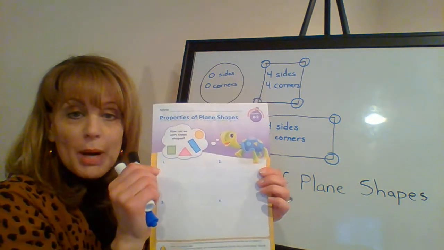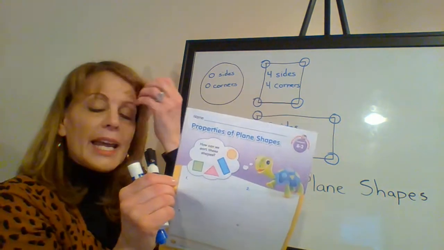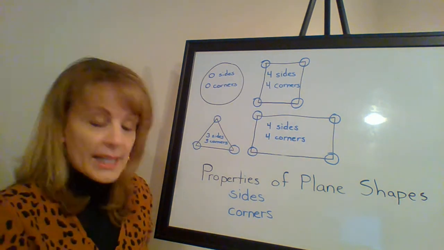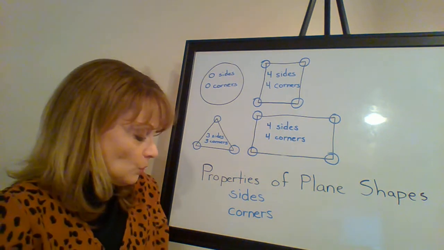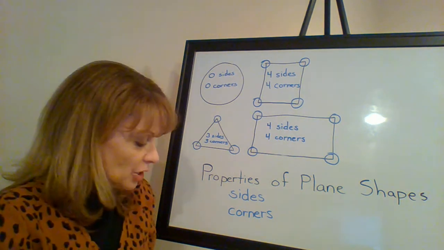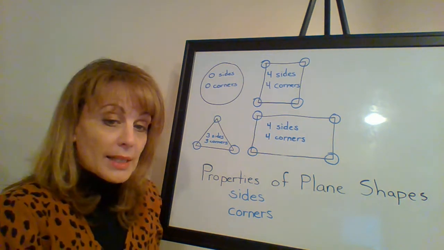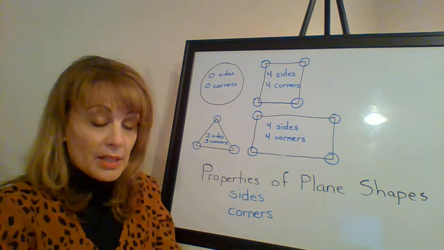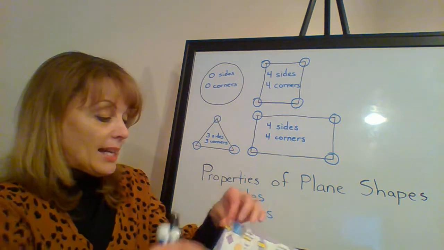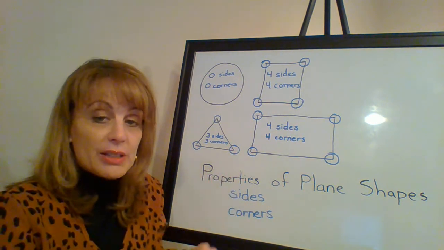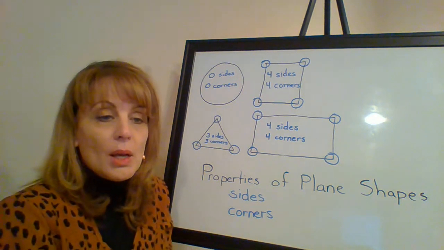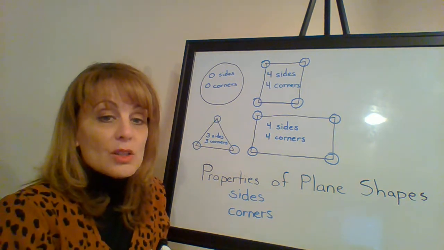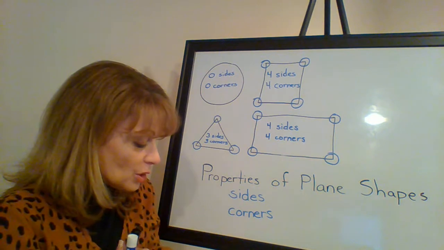If you take out your properties of plane shapes, lesson 8-2, we're not going to use the front at all. We're going to turn to the inside. Look at the very top of the page. In the very first box, it says, you can ask questions to help you sort shapes. So if we're trying to decide how shapes are alike and how they are different, we're trying to sort them. We have sorted things by color before. We can sort them by shape, which is what we're going to do here.